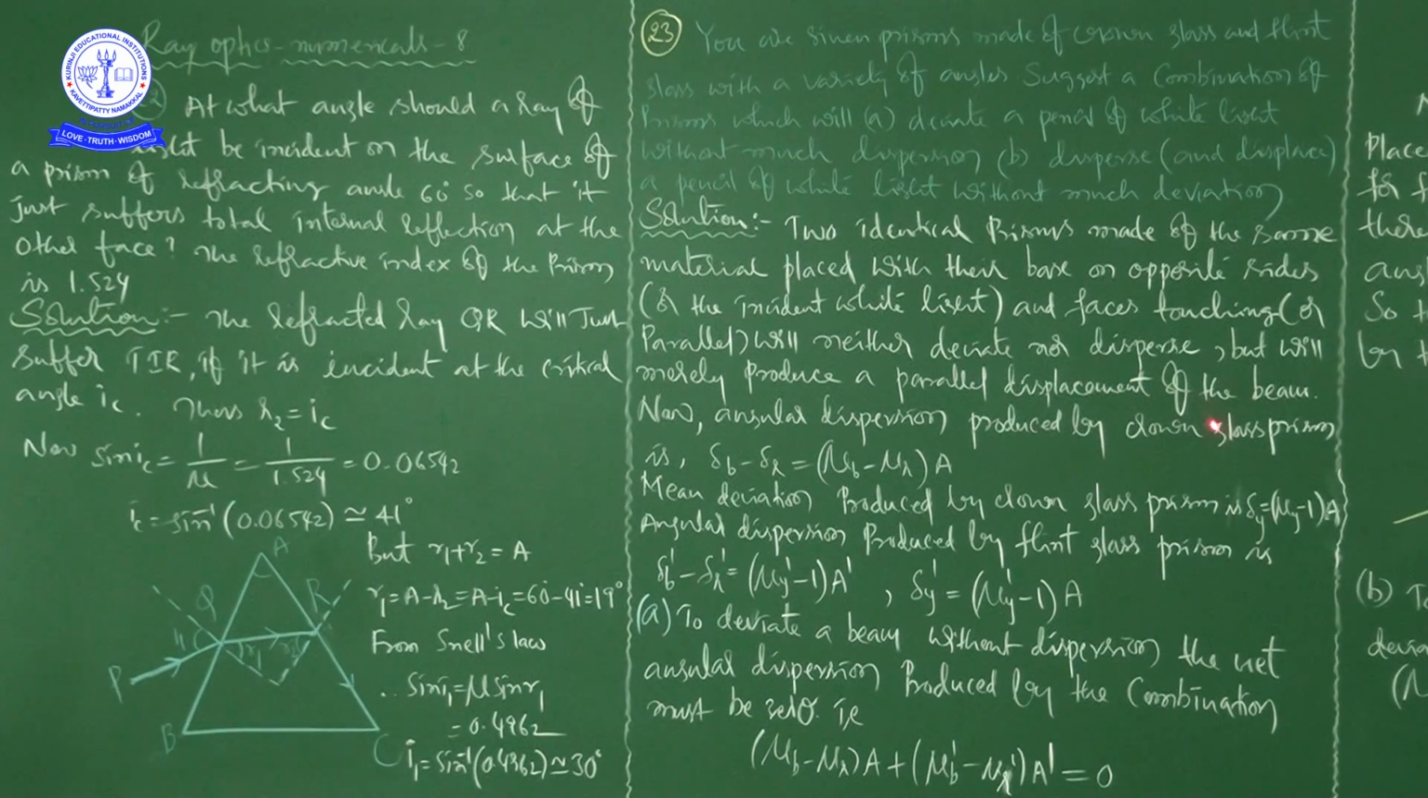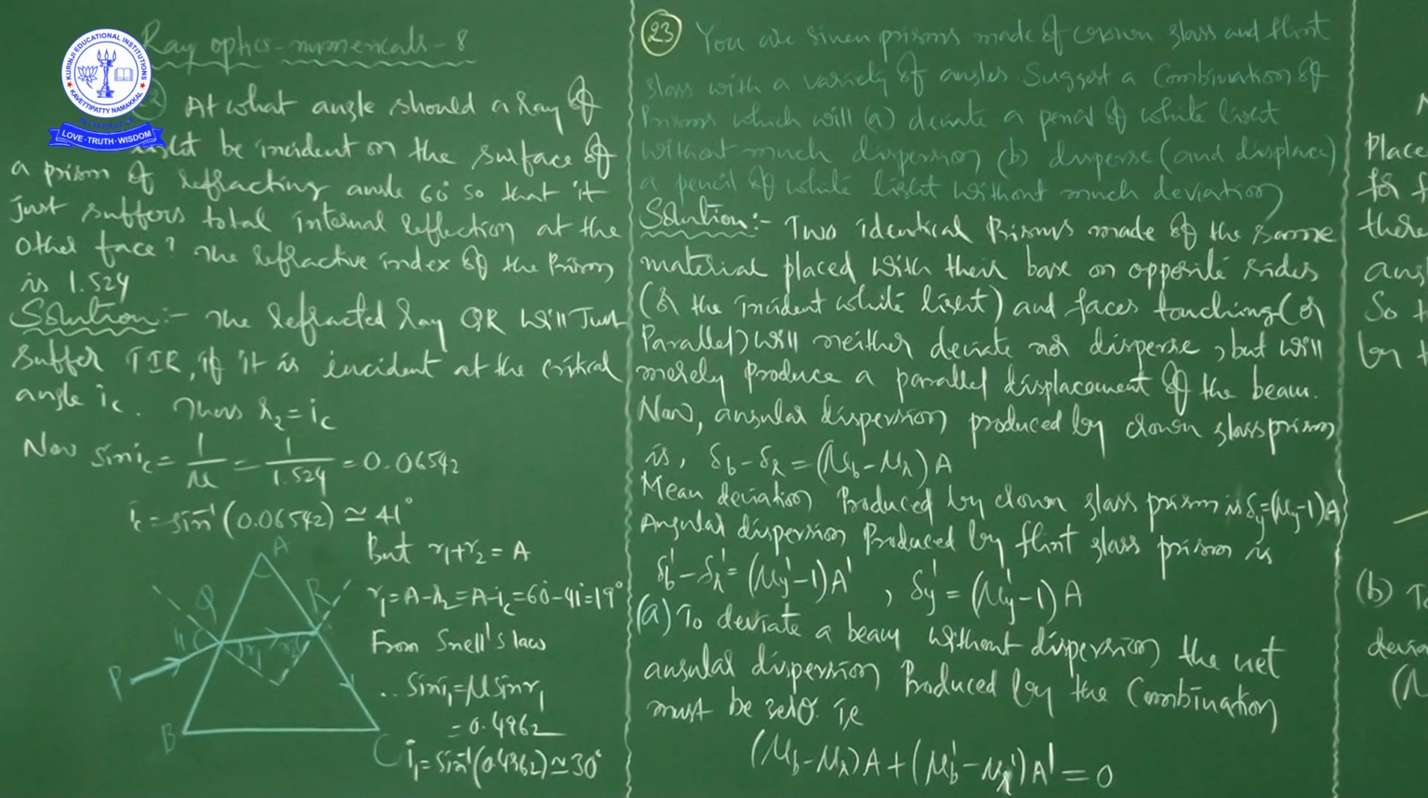Anyhow, at this moment, the angular dispersion produced by the crown glass prism is, this formula you already know, delta B minus delta R is equal to mu B minus mu R into A. You know one formula, delta is equal to mu minus 1 into A. Here we are writing for the crown glass prism, delta B minus delta R is equal to mu B minus mu R into A.